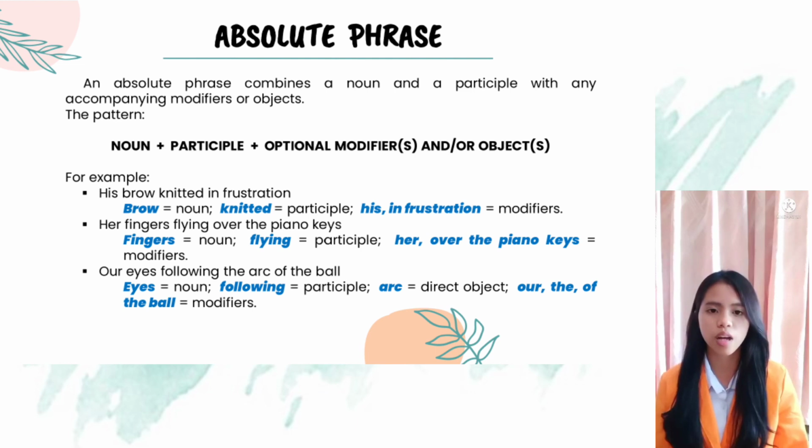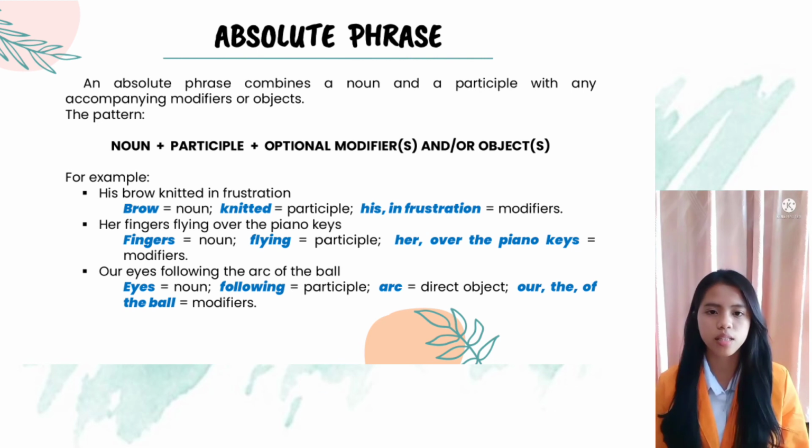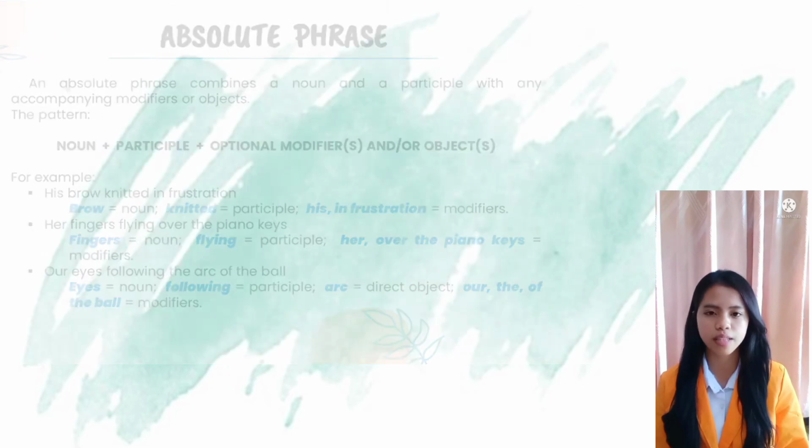Her fingers flying over the piano keys. Fingers equals noun, flying equals participle, her and over the piano keys equal modifiers. Our eyes following the arc of the ball. Eyes equals noun, following equals participle, arc equals direct object, our, the, and of the ball equal modifiers.